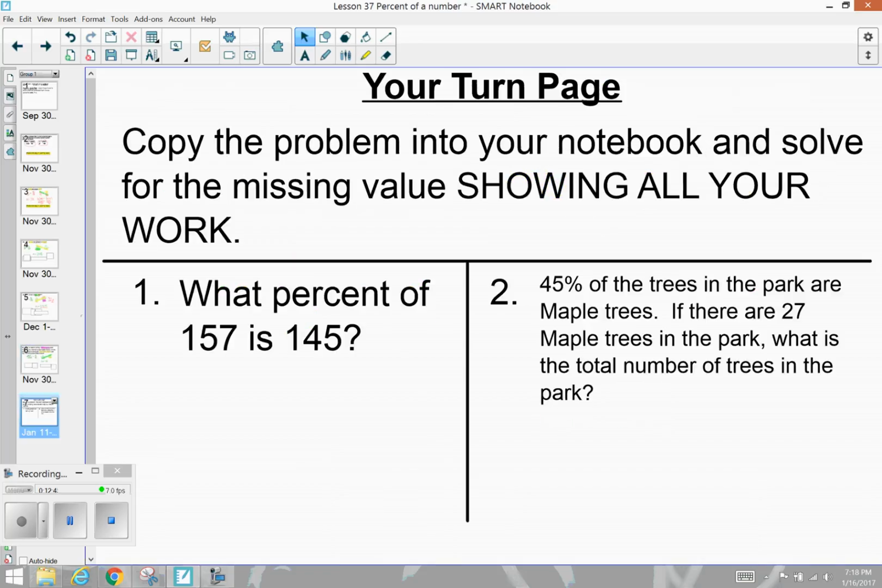For tonight's homework on the Your Turn page, here are your two problems. I'd like for you to do one number problem and one word problem. Good luck, and I will see you next time.